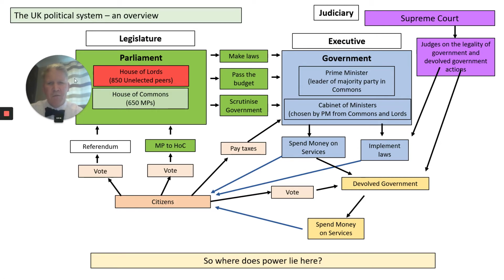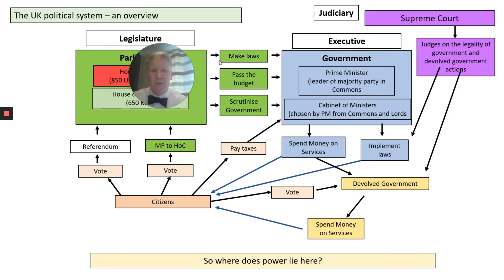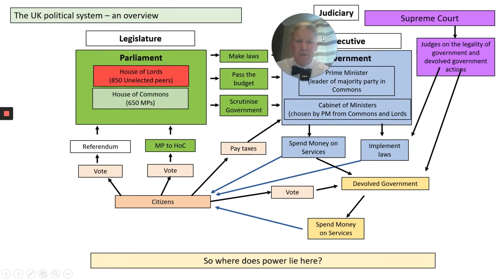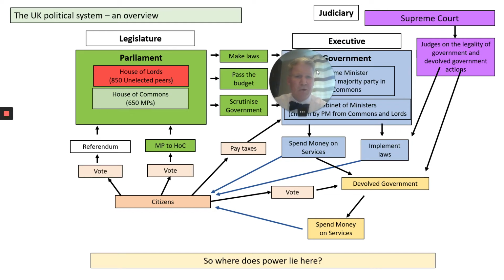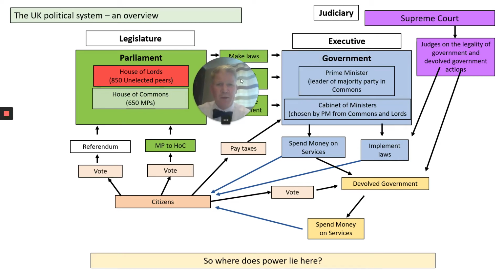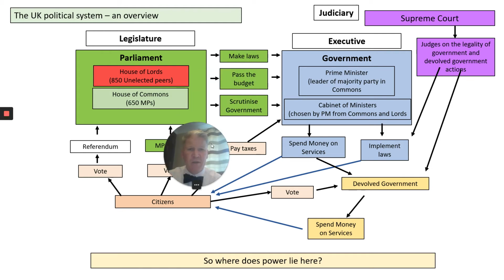But Parliament's really important. It's called the legislature because it makes laws. It also passes the budget. In other words, it says how much money the government is allowed to spend and how much you tax people. Thirdly, one of its key roles is to scrutinise the government. In other words, it makes sure the government does what they said they're going to be doing and it isn't wasting our money. So Parliament has a key role to play in representing us as citizens.